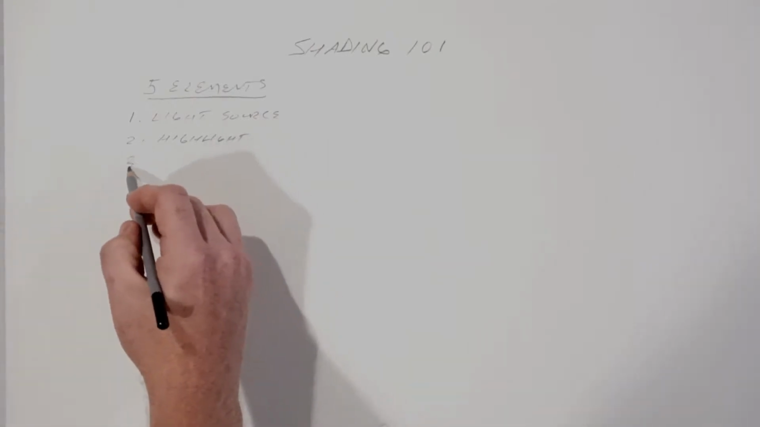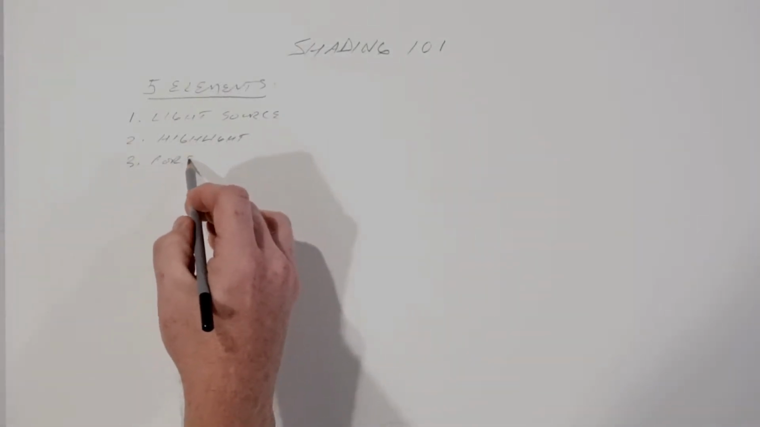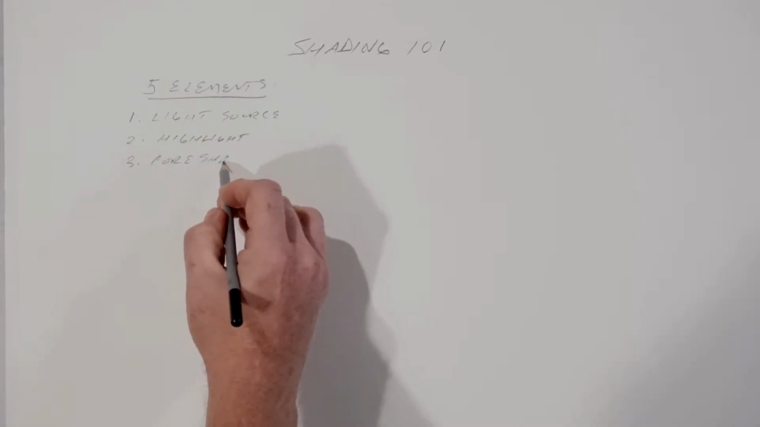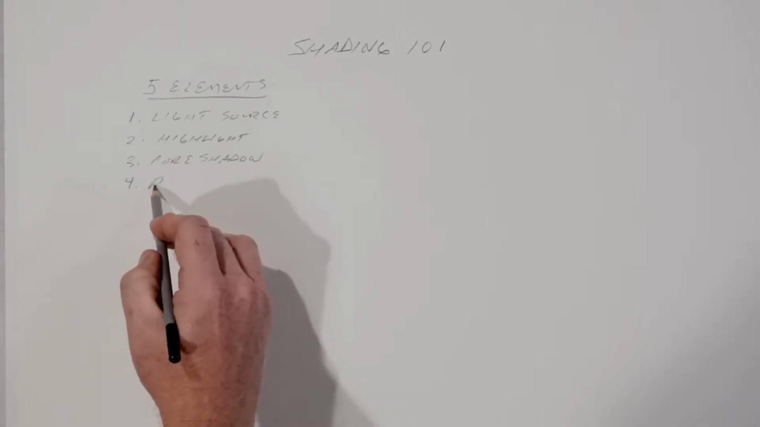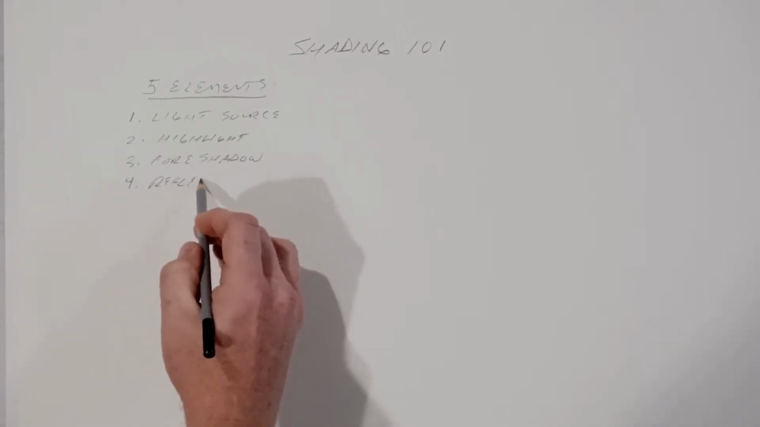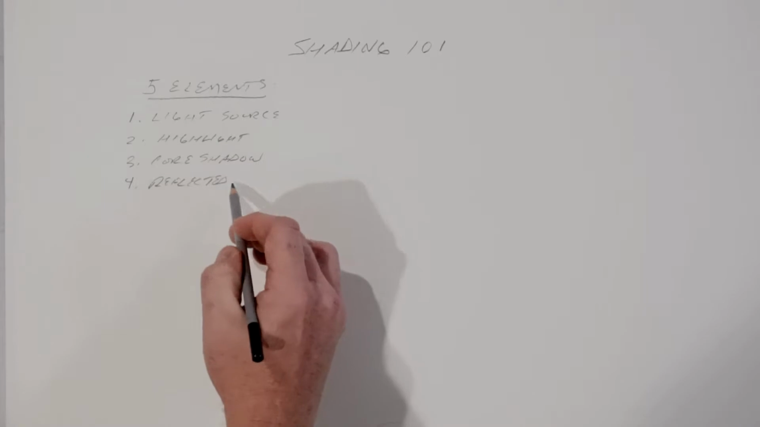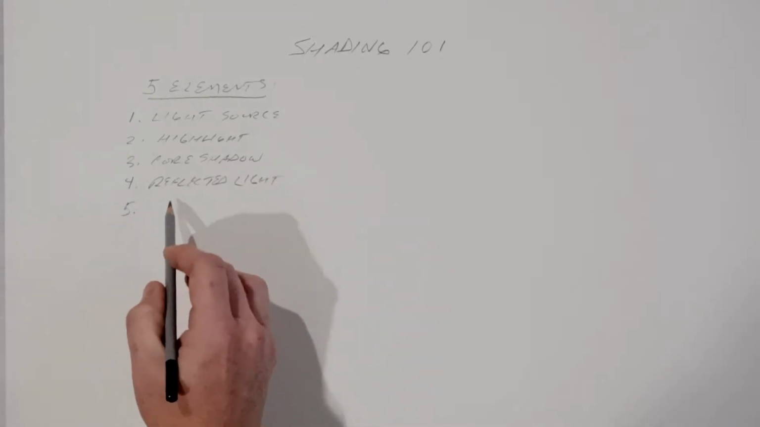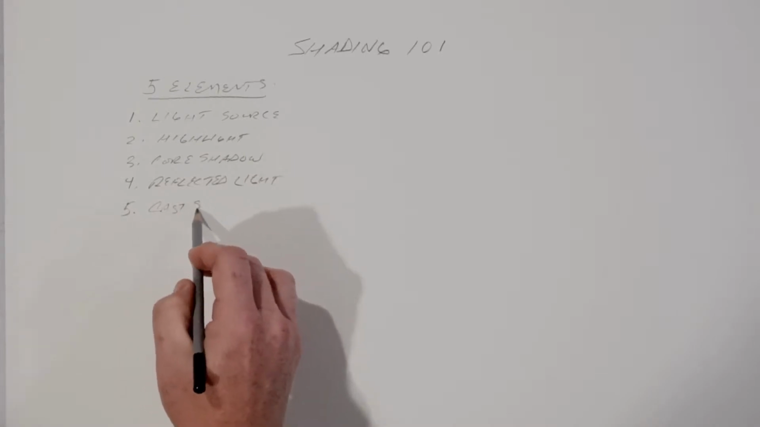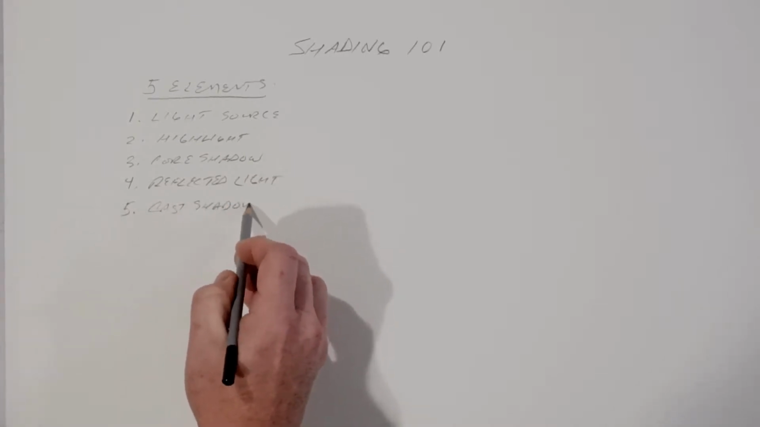Number 3, coarse shadow. And essentially, your coarse shadow is the area opposite your light source, so it's going to carry your darkest value of shade. Number 4, reflected light. And your reflected light, again, is sort of like your coarse shadow. It's opposite your light source, but it's the area just on the opposite side that's going to catch some of the light in the surrounding areas.